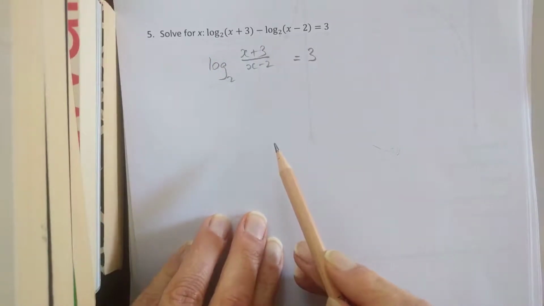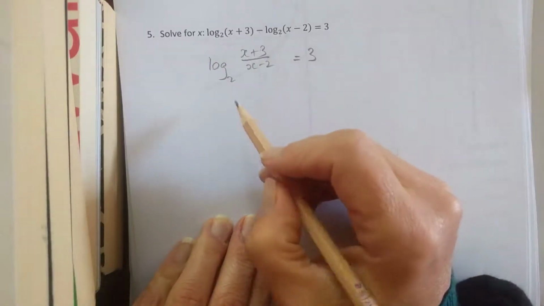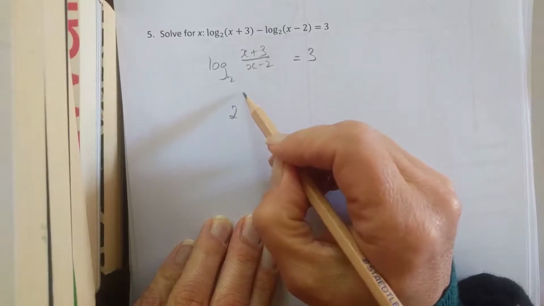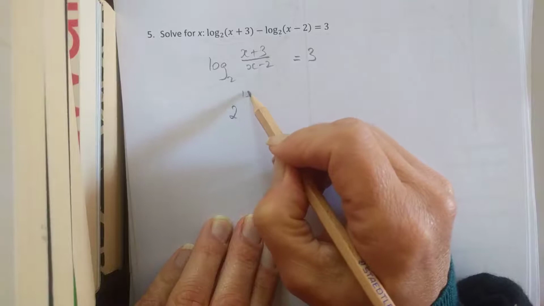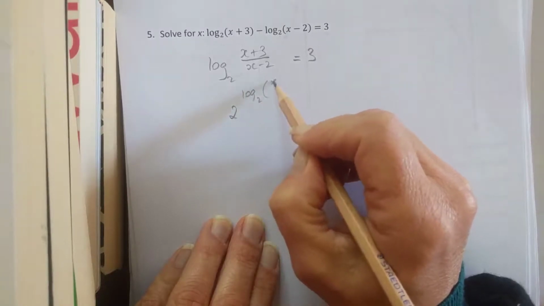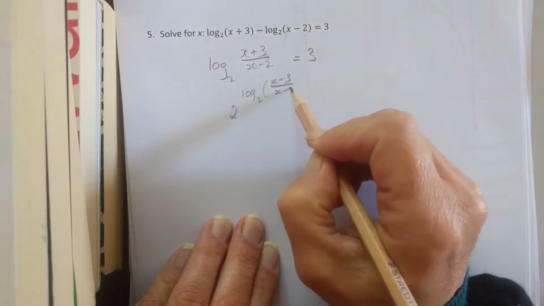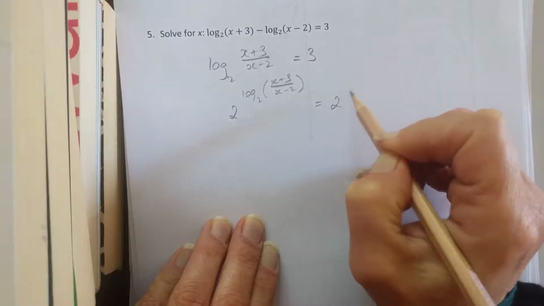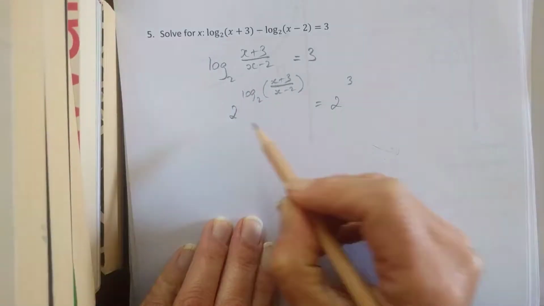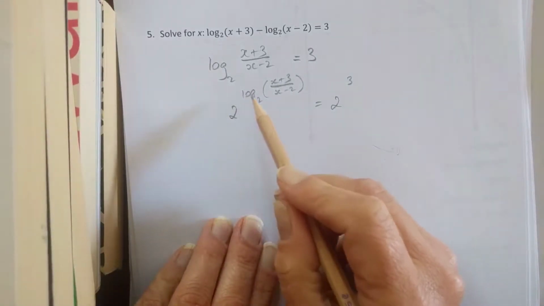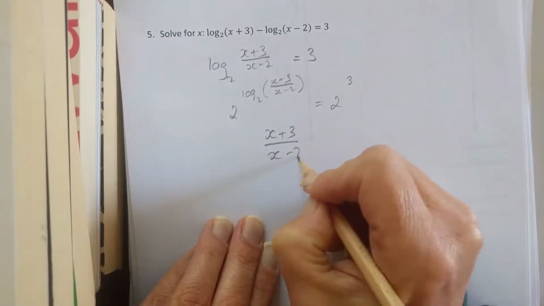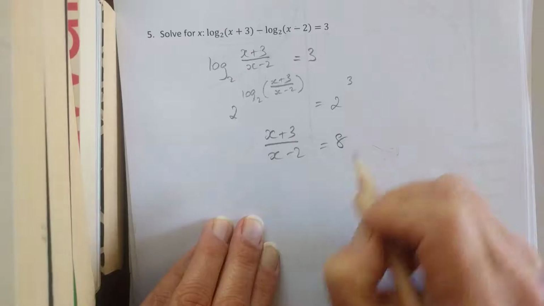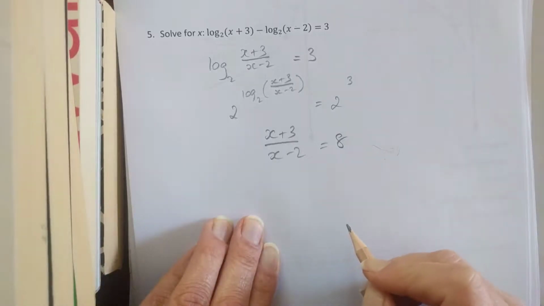And now I can do my rewriting. So if I think of raising both sides to the power of, to a base 2, I get 2 to the power of log base 2 of x plus 3 over x minus 2 equals 2 to the power of 3. And then on the left-hand side, 2 to the power of log base 2 will cancel. x plus 3 over x minus 2 equals 2 cubed, which is 8.